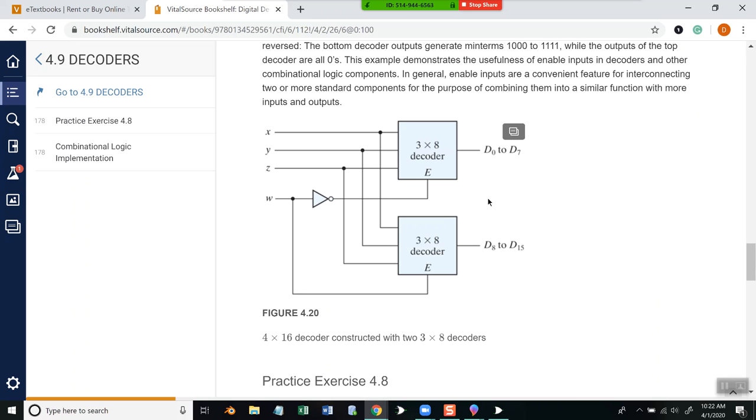Here's a 4x16 decoder constructed with two 3x8 decoders. So we've got our X, Y, Z, and W inputs coming into this decoder. We also have them branching off and coming into a second decoder. So we've got our 4 here, and since each one of these is coming in here, that's where we get our 16. D0 to D7 and D8 to D15. So D0 to D15 basically.